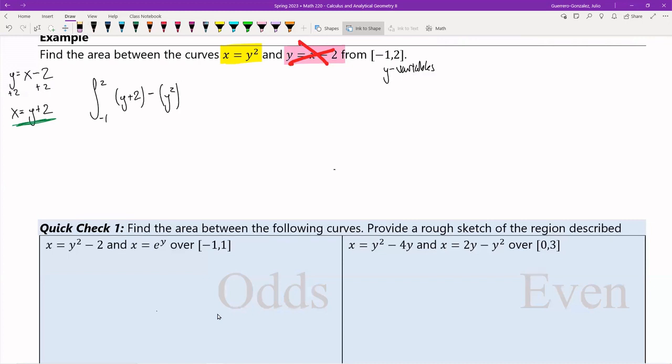And hopefully you guys have been taking the previous warning that I had to heart. We are doing this now dy, as in the variable of integration that we're going to be using here is the y variable, not the x variable. So we're going up and down rather than side to side in this case.